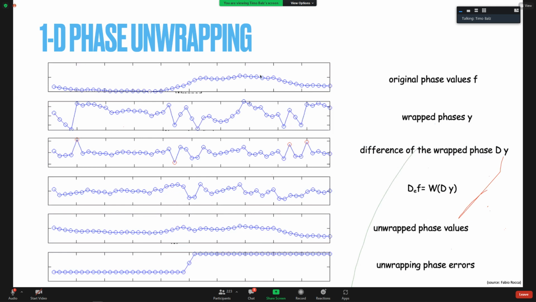For 1D, phase unwrapping is very, very difficult, because if you have one problem in it, you have at the end no way to solve it, because it's ambiguous. You don't know, did I do it correctly or not, and you can't really fix it.